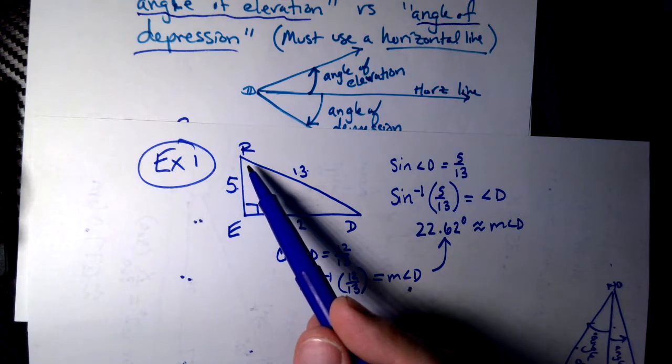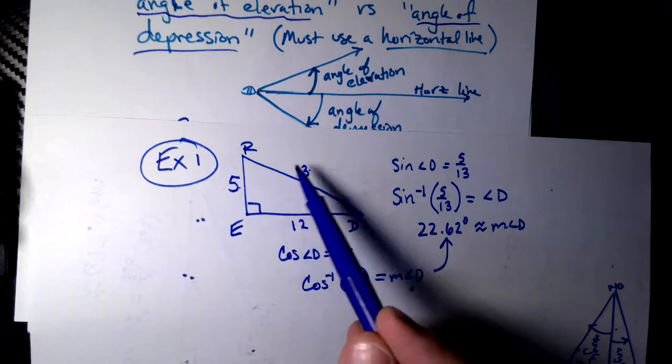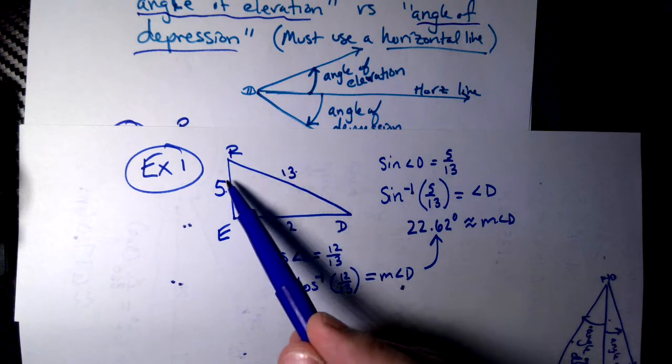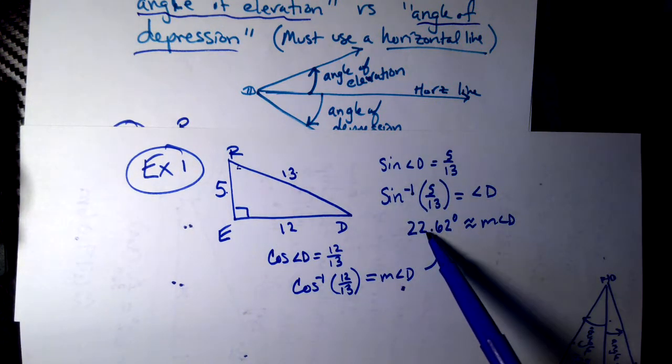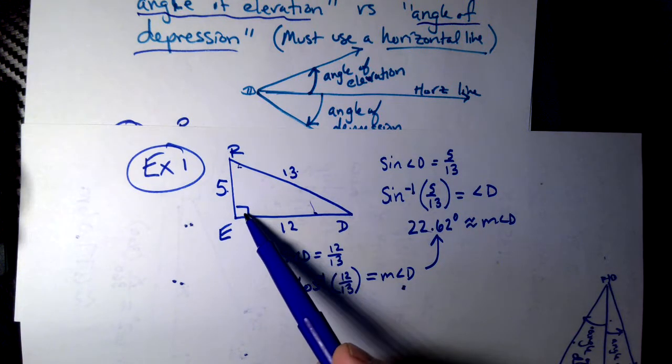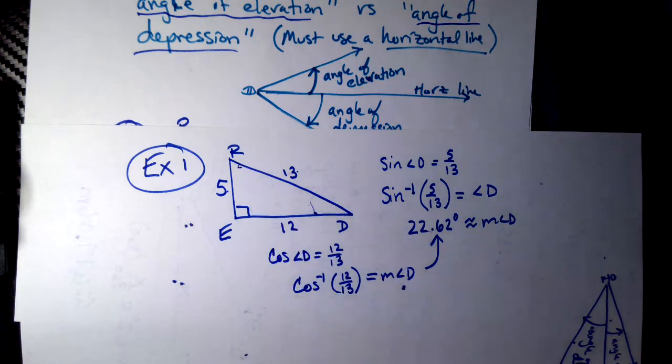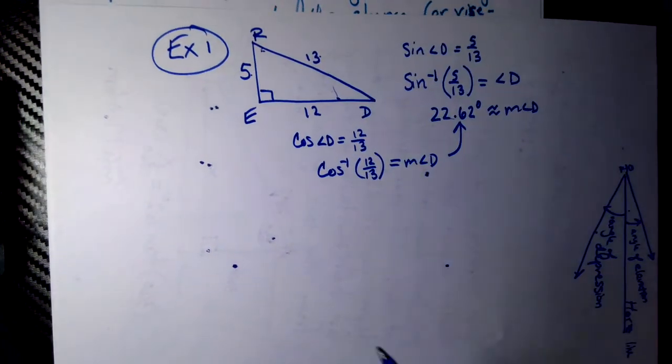I could use it to find angle R. I can do cosine of angle R is 5 over 13. Do cosine inverse, and it would give me this number. Although if I know this is 22.62 and that one's 90, subtract them from 180, I can get that angle. I can get that angle anyway. All right, let's try another example.